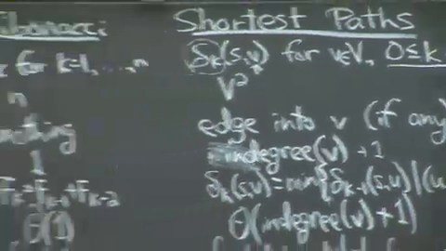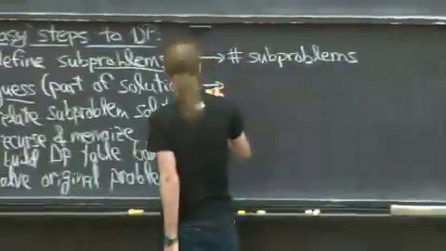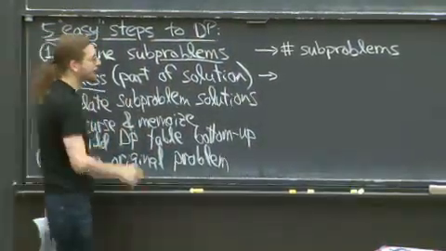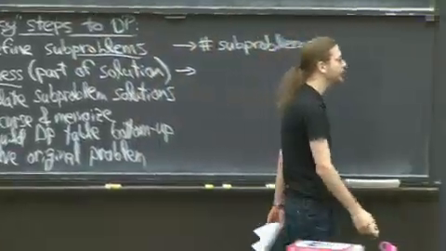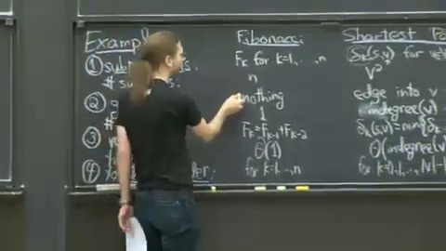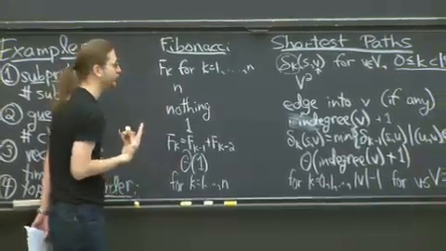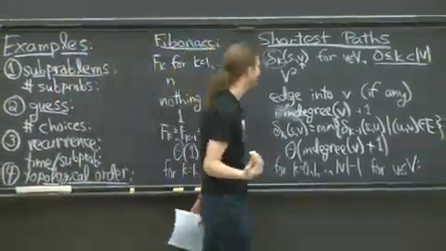OK, the second thing was we wanted to solve our problem, and we do that by guessing some feature of the solution. In Fibonacci, there was no guessing. So the number of different choices for your guess is 1. There's only one choice, which is to do nothing.